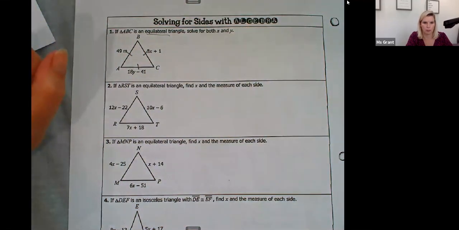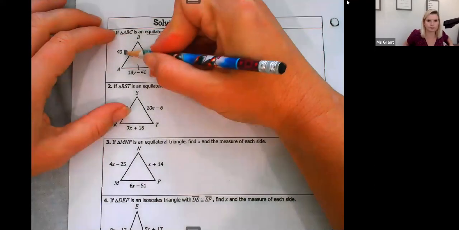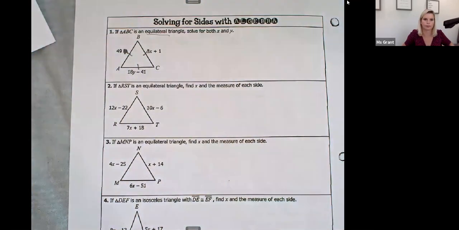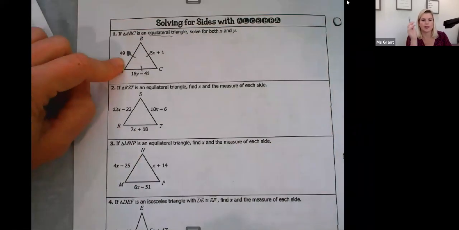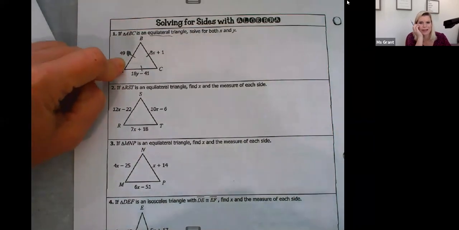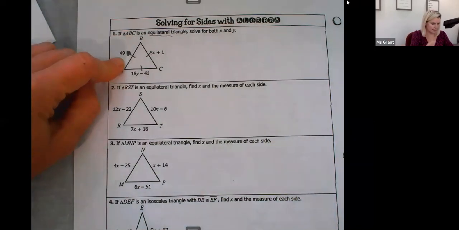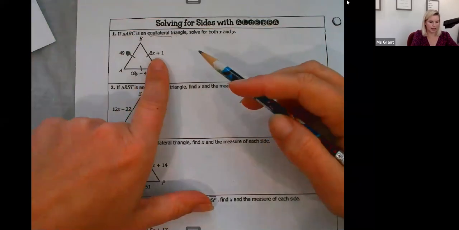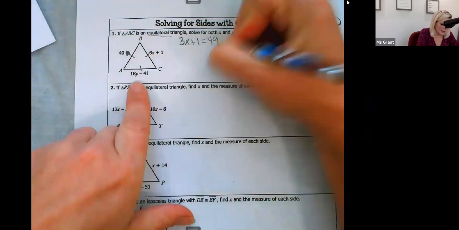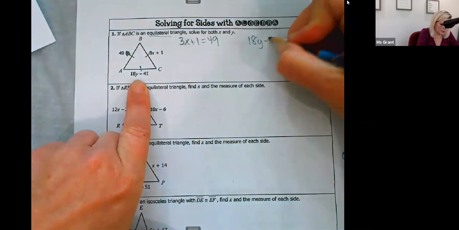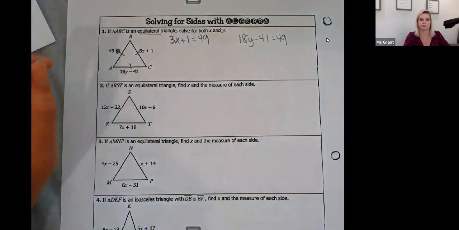Okay, now 49, the M just means meters. Don't worry about that. Now, 49 is one of the sides. You guys, that means that every other side is 49, but I have to solve for X and Y. So each side is 49, but here's this 3x plus 1. So I'm going to make that equal to 49. And then I'm going to do my 18y minus 41 equal to 49. So those are my equations.